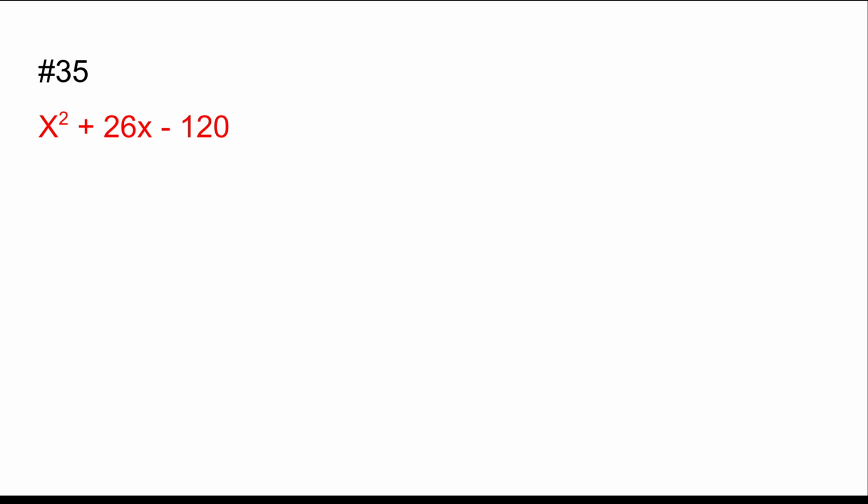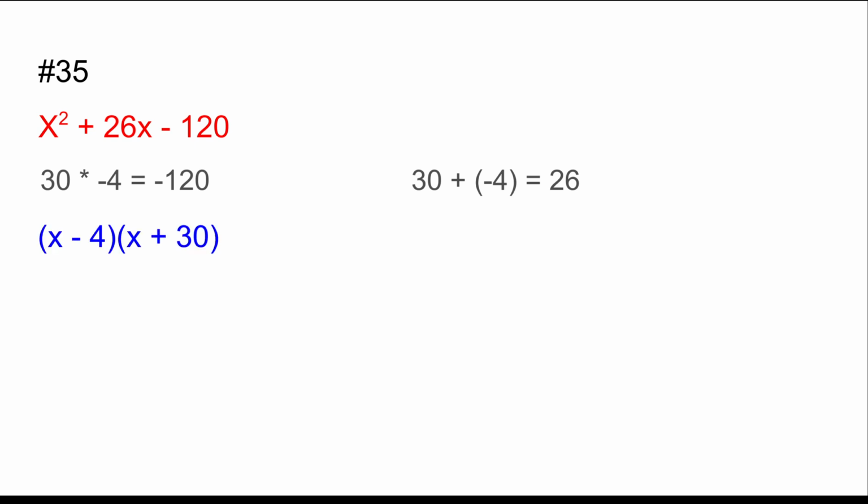Number 35, x squared plus 26x minus 120. So this time we have a negative 120. So we know we're going to have one positive and one negative factor. And we have 30 times negative 4. Does that equal negative 120? Yes. And then if we add 30 plus negative 4 equals 26. Good. So x plus 30 times x minus 4.